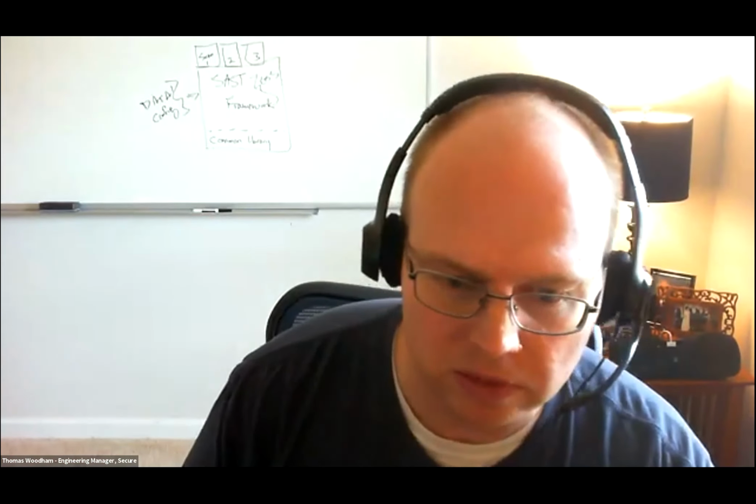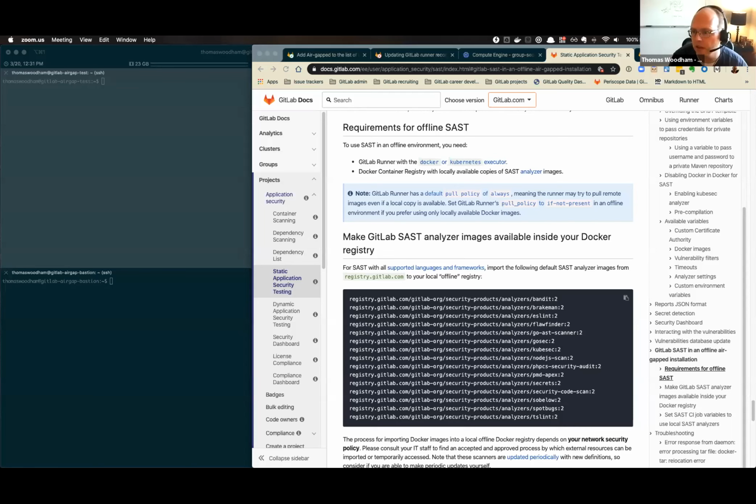So with that, I'm going to go ahead and share what we have. All right, starting off with documentation that has already been published. This is up on docs.gitlab.com, as you can see, about how we can do requirements, how we can run SAST in an offline environment.